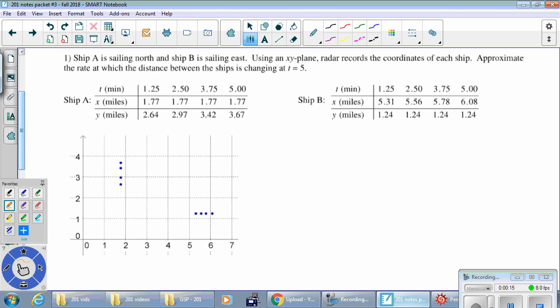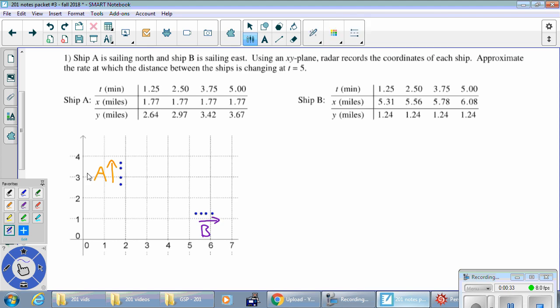So ship A is the one going north. I'll put the A over here going this way, and then B is going east that way. Using an XY plane, radar records the coordinates of each ship. Approximate the rate at which the distance between the ships is changing at t equals 5.